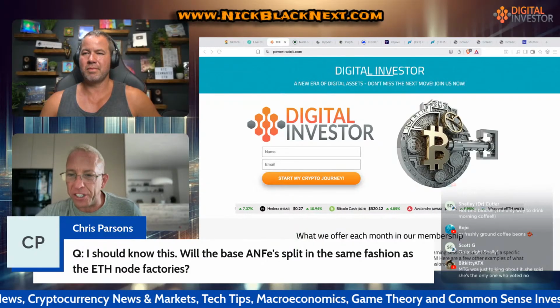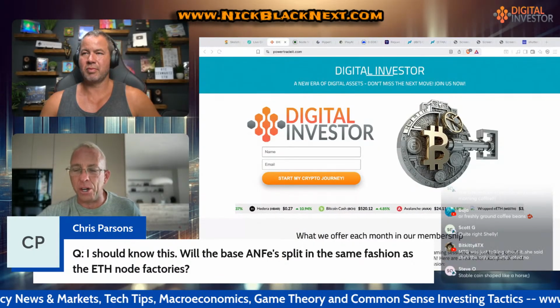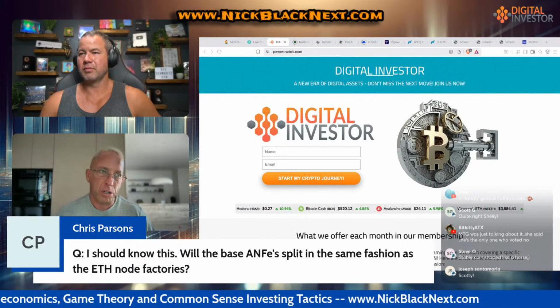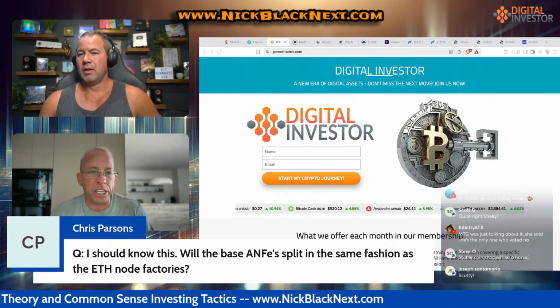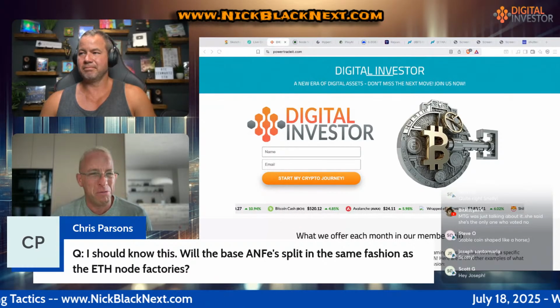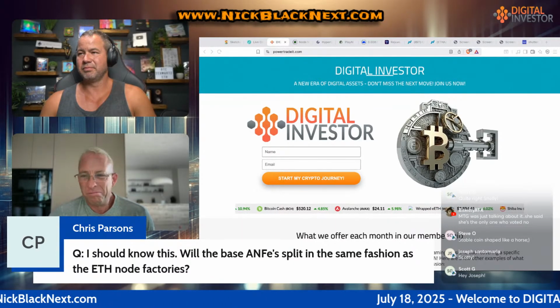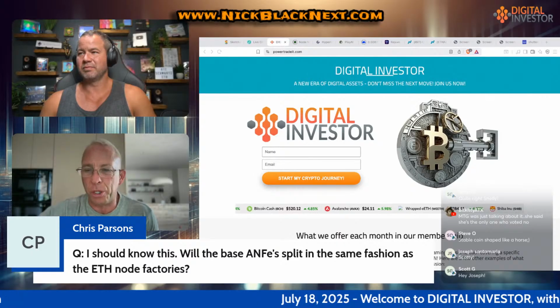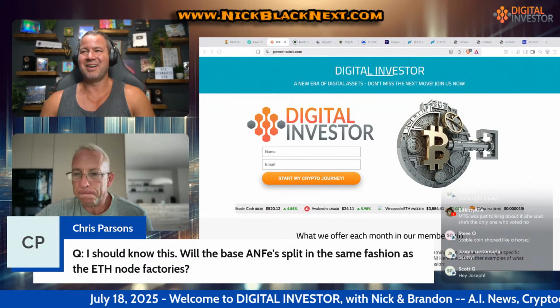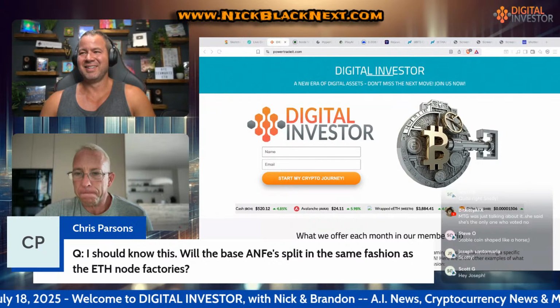With the base and fees split in the same fashion as the ETH node factories, the rank and reputation and all that, getting to a threshold of 2. I think that works just about the same, doesn't it, Brandon? It's not any different than the underlying original proposition. This is so hilarious. All this is so complicated.